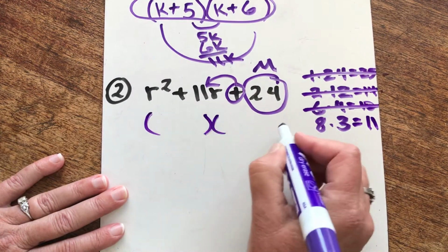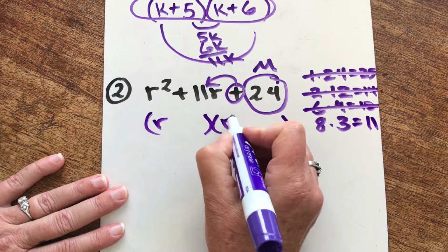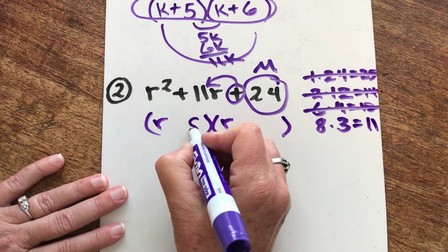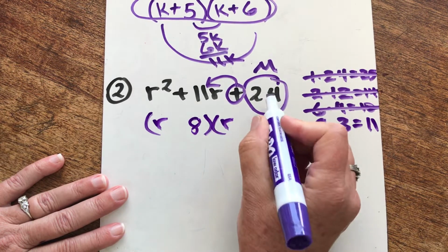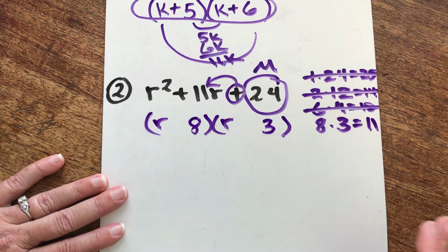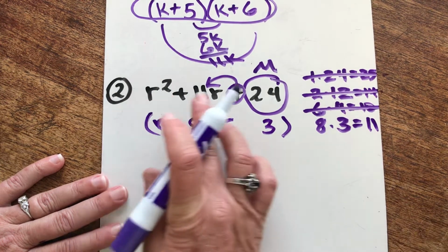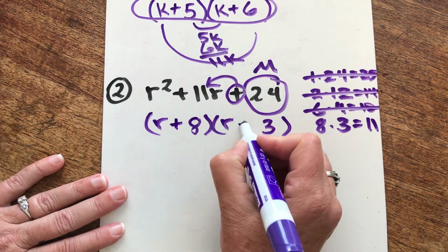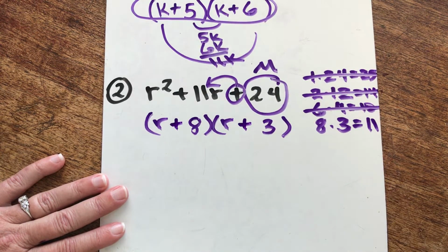So let's set up our parentheses. R times R would give me the R squared in the front. 8 times 3 gives me the 24 in the back, and you could have put the 3 first and then the 8. That would have been perfectly fine. And since I only see positives in the original trinomial, my guess is that I have positives here.